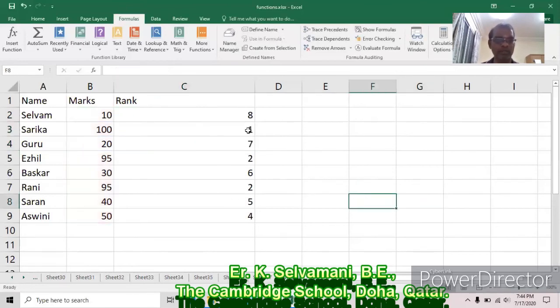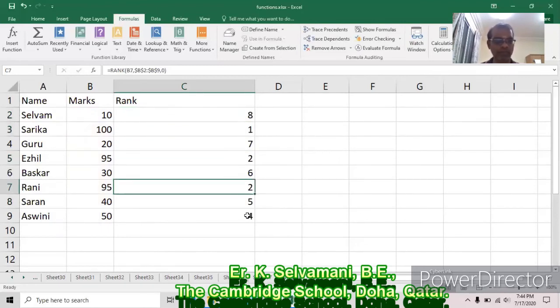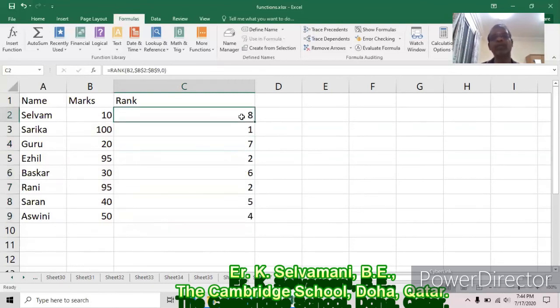Now first rank, 2 girls got second rank, same marks. There is no third rank, then 4th rank, 5th, 6th, 7th, 8th. That's good. Here 0 stands for descending order.